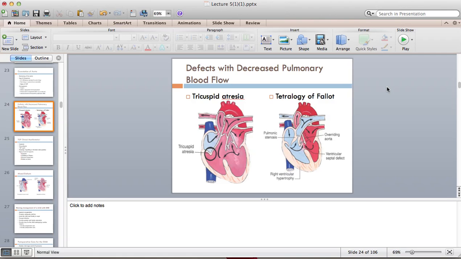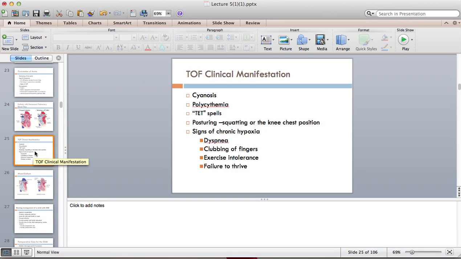The tetralogy of Fallot was named after the physician that described it. So it has pulmonic stenosis, right ventricular hypertrophy, ventricular septal defect, and overriding of the aorta. So what happens to this patient is that the patient will present with cyanosis.